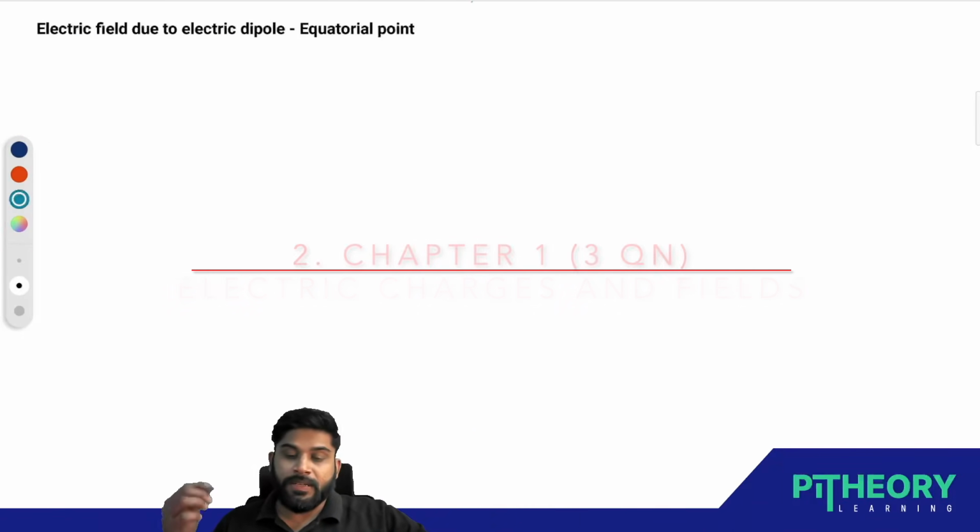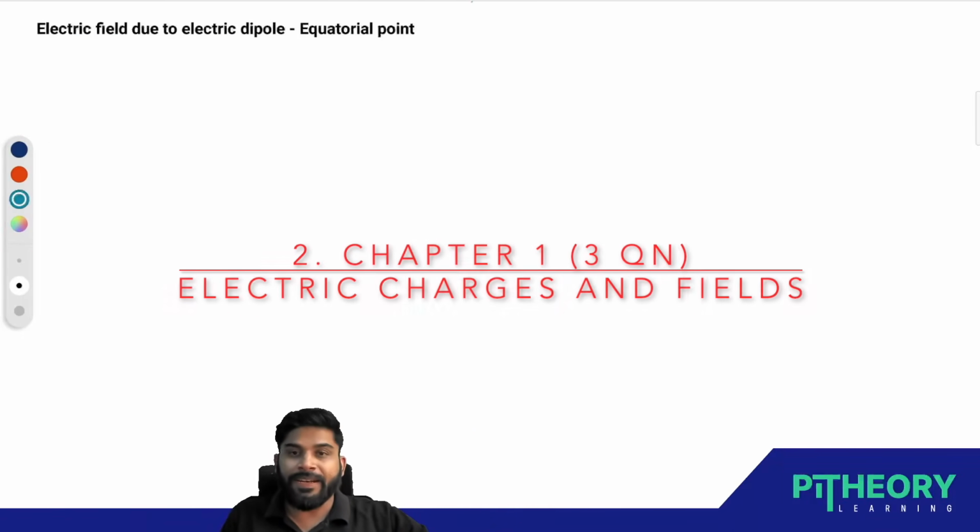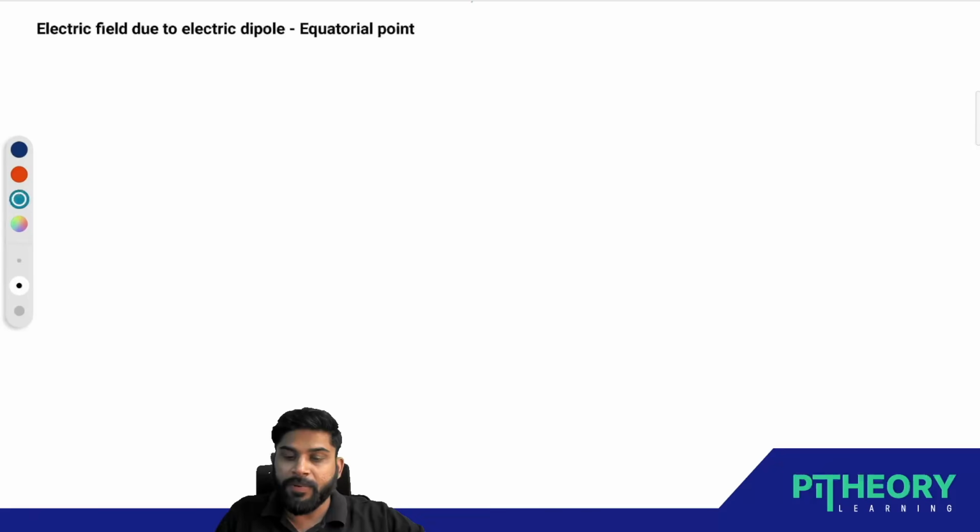All right, now the second question that we are going to see is the electric field due to the electric dipole only, but at an equatorial point. Okay, so let's draw the diagram for this. We have the dipole, let's say this is the plus q and this is the minus q. They are separated by a distance of 2a only. This is the center of the dipole. And from here, let's consider a point P, where we are going to find the electric field due to the dipole.